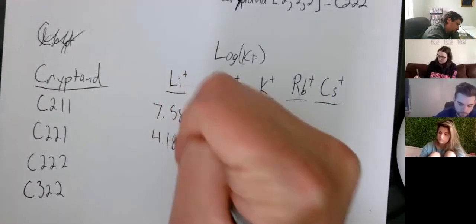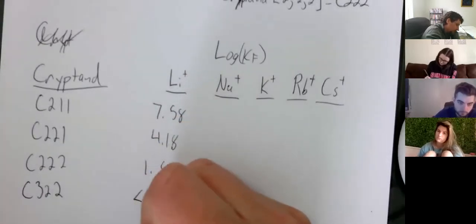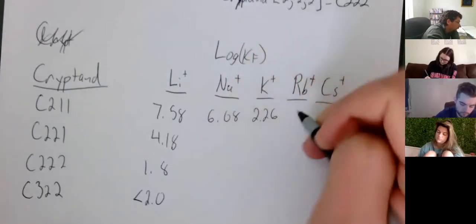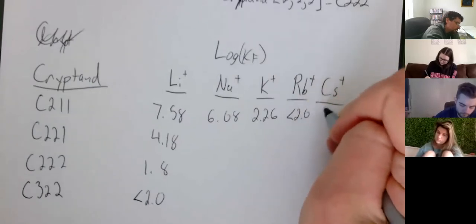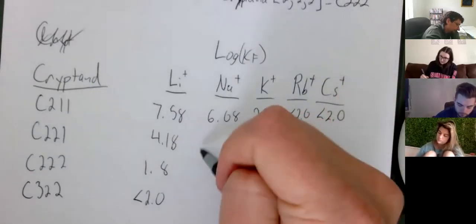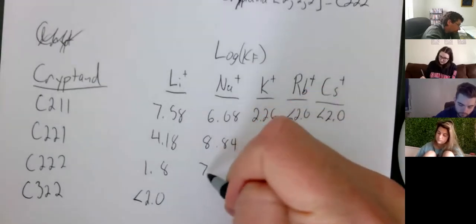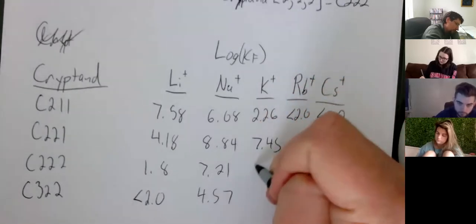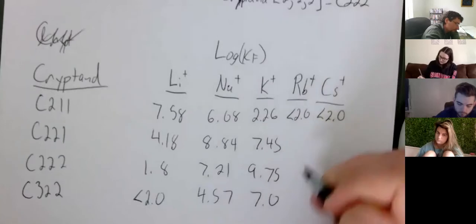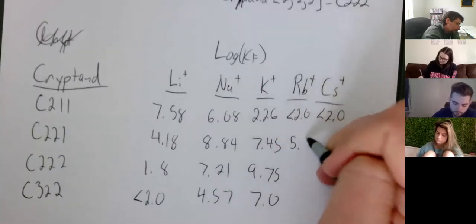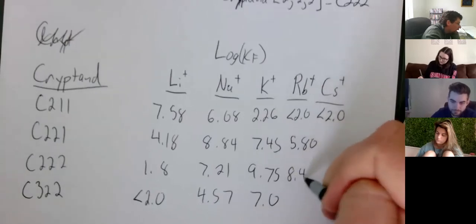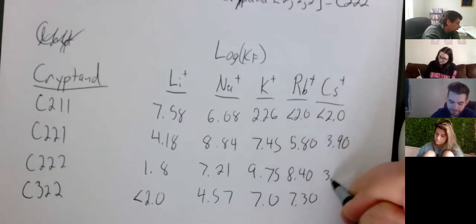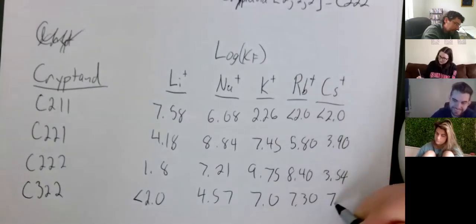7.58, 4.18, 1.8, less than 2, 6.08, 2.26, less than 2, less than 2, 7.30. Sorry, we'll just scramble this down, and then we'll get to the important point. I just made a graph. Yeah, I know. I should have just printed one out.